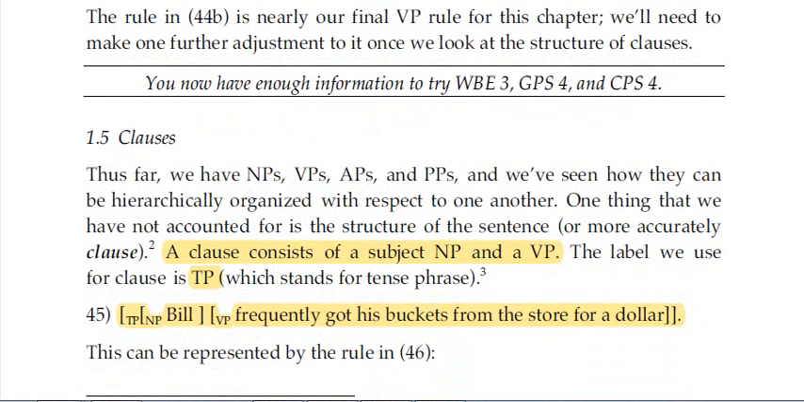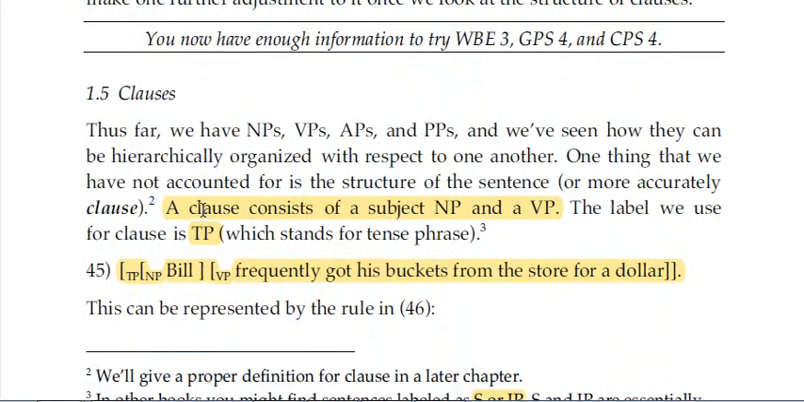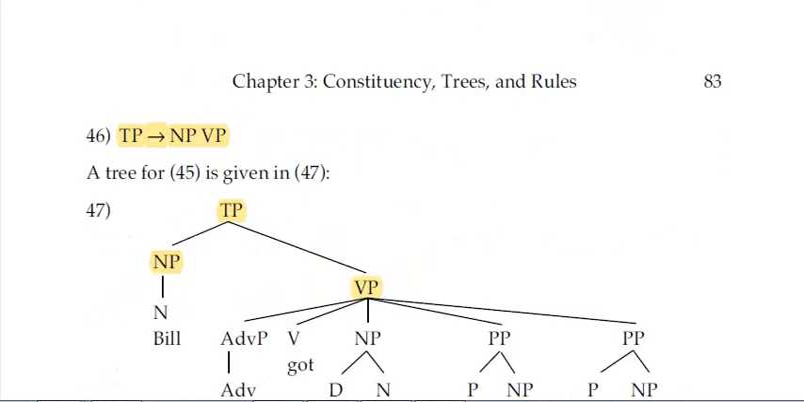Okay, now let's talk about clause. So remember, clause consists of a subject and a verb, a noun phrase and a verb phrase. Okay, and the clause is called as TP, then phrase. Jadi clause atau sentence, kalimat di sini di analisa dalam pohonnya kita labeli dengan TP atau tense phrase. For example, like this one, Bill frequently got his buckets from the store for $1. Kalau kita gambar akan menjadi seperti ini.